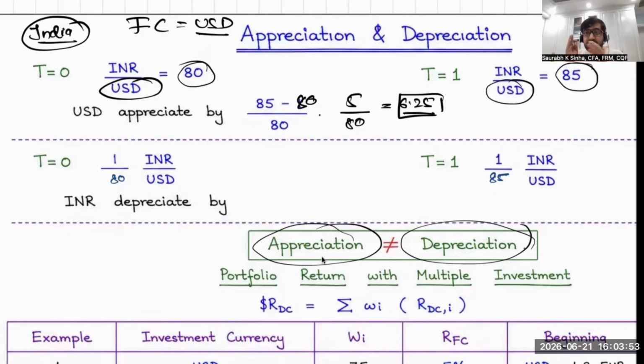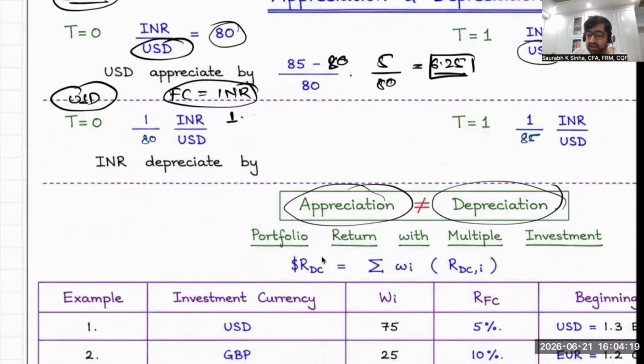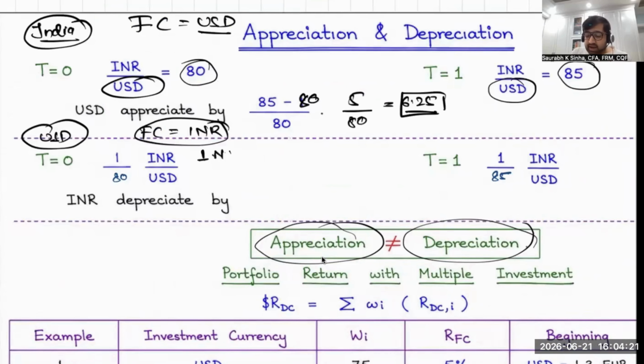That's fine. But I cannot call this the depreciation of INR. Because if I flip it and say that a person is investing from USD and the foreign currency is INR, then please understand the depreciation is not 6.25%, because one INR value at the initiation is 1 upon 80.